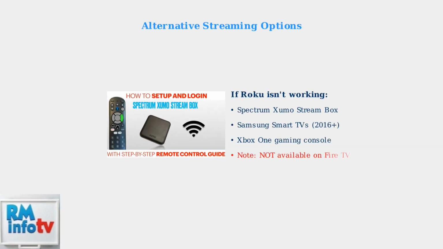If your Roku continues having issues, Spectrum offers alternative streaming options. The Spectrum Zumo Stream Box is their own device, similar to Roku. The app also works on newer Samsung Smart TVs and Xbox One. However, it's important to note that the Spectrum app is not available on Amazon Fire TV devices.